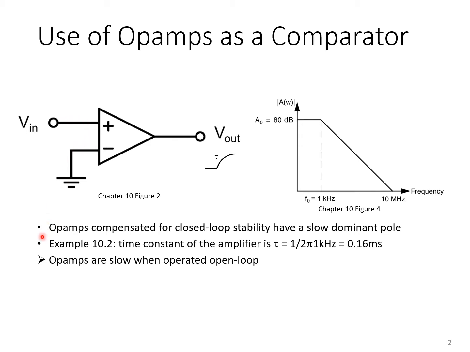The problem is op-amps are typically compensated to have good closed-loop stability, and therefore they typically have a slow dominant pole. So when you operate the op-amp open loop like this, the settling time constant at the output, tau here, would be inversely proportional to the dominant pole frequency, which is likely very low. For example, an amplifier with an open loop response like this would have a settling time constant of about 0.16 milliseconds. So in summary, op-amps are very slow when operated open loop, and that limits their usefulness as a comparator.